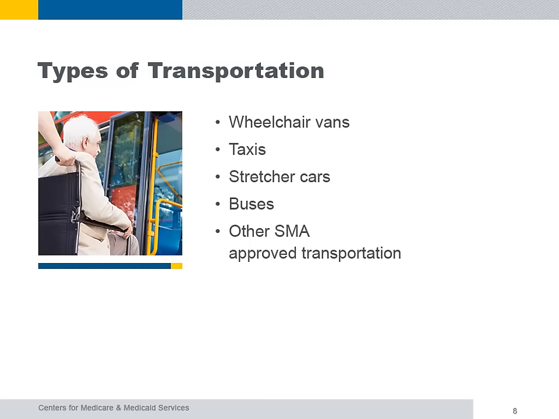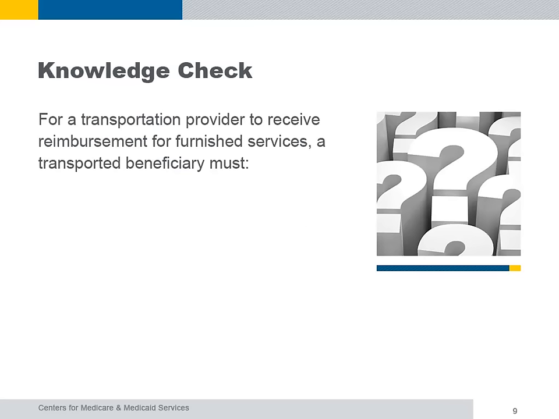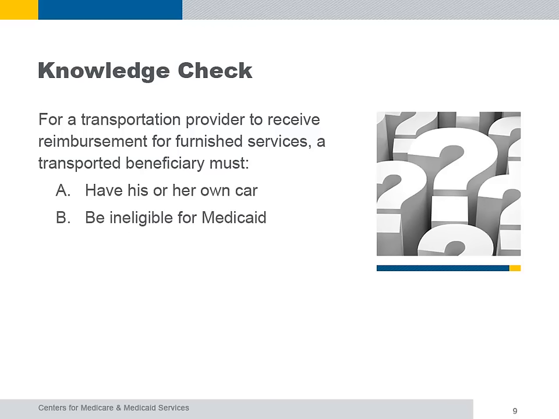Let's review what we have covered so far. Answer the following question. For a transportation provider to receive reimbursement for furnished services, the transported beneficiary must A. have his or her own car, B. be ineligible for Medicaid, C. be eligible for Medicaid, or D. take an ambulance. The correct answer is C.